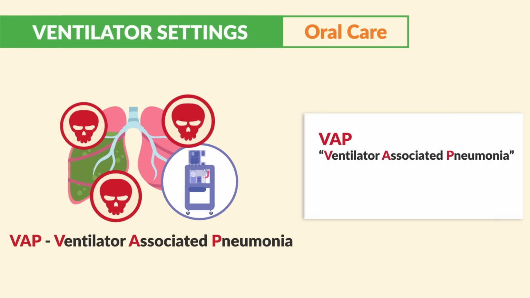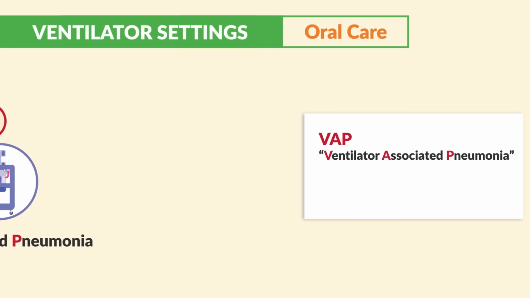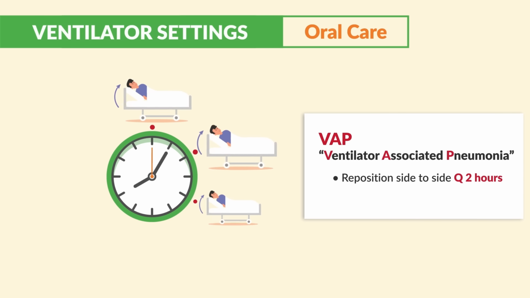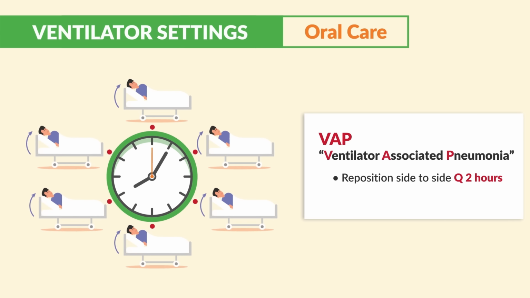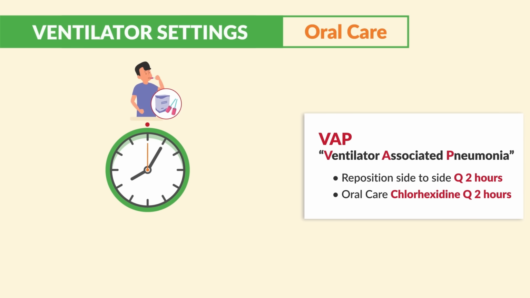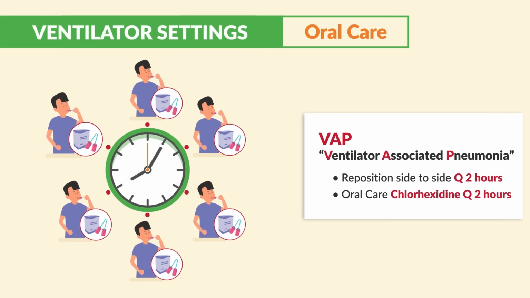Next is oral care, and the big key term here is VAP, ventilator-associated pneumonia, that deadly infection inside the lungs. We have to do 2 key things here, so write this down. Reposition side to side every 2 hours to help mobilize secretions. And number 2, oral care with key term chlorhexidine every 2 hours, typically followed by oral suctioning.